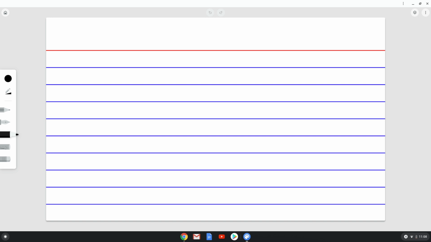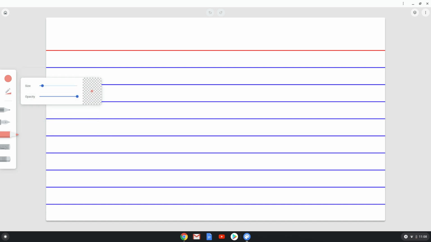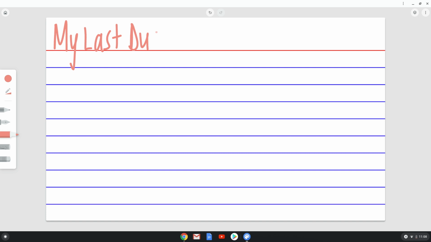So I do like a bit of colour coding, you know that. So I'm going to assign the colour pink to My Last Duchess. So I'm just going to write My Last Duchess at the top. And this would be what I would consider the front of my flashcard. Now, obviously, some of you are way more creative than I, so feel free to make these as pretty as you like. I'm just doing this for functionality.